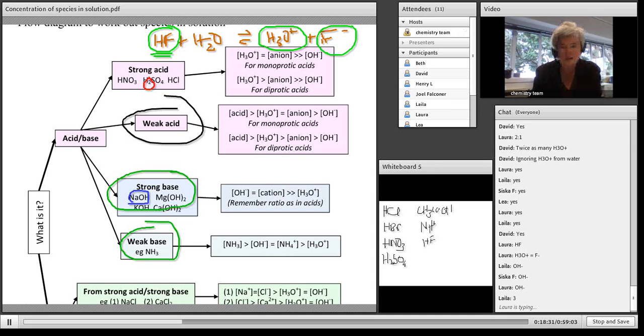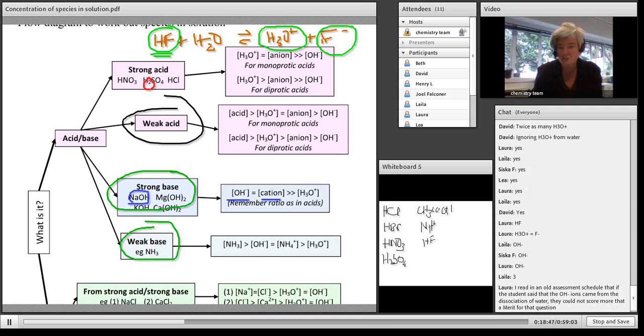It's ionic anyway. So you wouldn't have NaOH as molecules, but you would have the OH minus from the NaOH, and you would have the cation from the NaOH, so the sodium ions, and those would be in equal amounts. Again, you support your equation, you support everything by writing an equation. So you're going to have a 1:1 ratio of sodium and hydroxide.